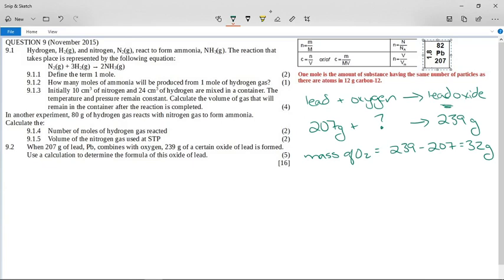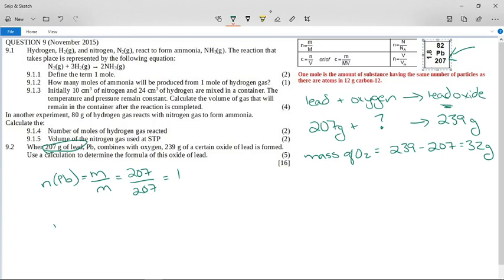Now it says, use a calculation to determine the formula of this oxide of lead. If you have to do this, you always have to find the moles. So to find the number of moles of lead, we are given a mass. So we're going to use the formula mass over molar mass, n equals m over M. And it's going to be 207 grams, which is what we weighed. And if you go to your periodic table, can you see over here I've taken out lead from the periodic table. Lead actually weighs 207, so the number of moles of lead is going to be 1.